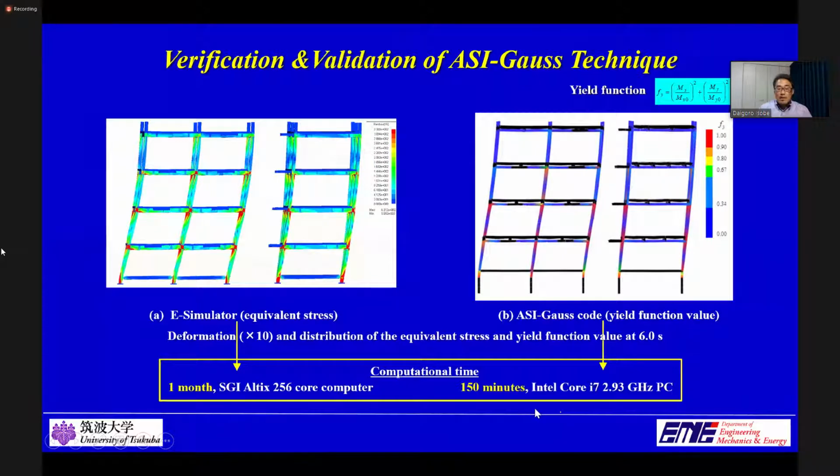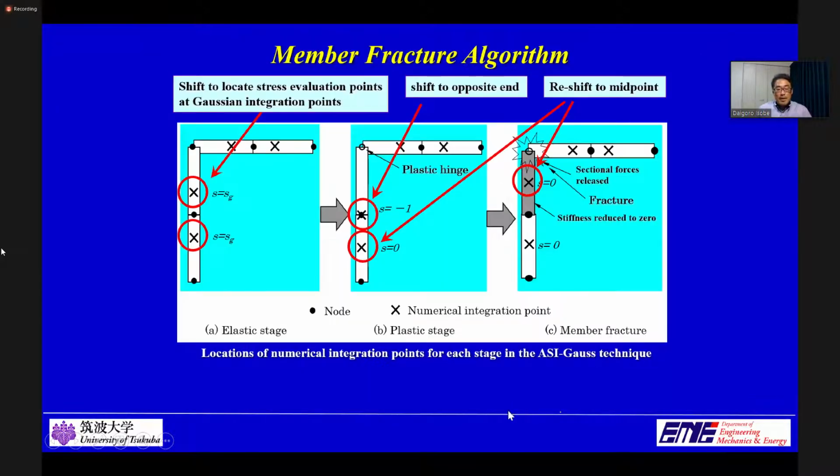The YesIGot technique can also be applied to those problems with member fracture. This figure shows the locations of the numerical integration points for each stage in the YesIGot technique. As mentioned, the numerical integration points in the elastic range are placed at locations where they can express the stress evaluation points at appropriate locations for two-point integration.